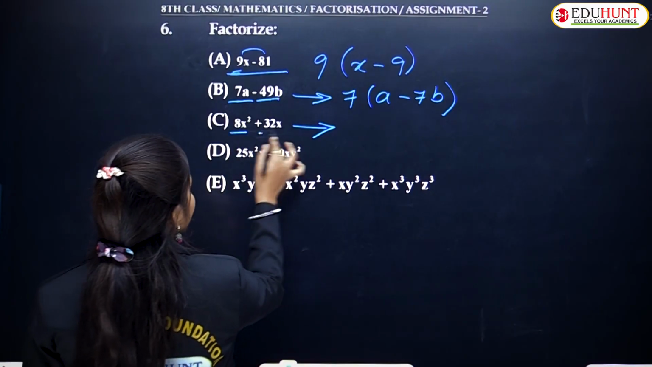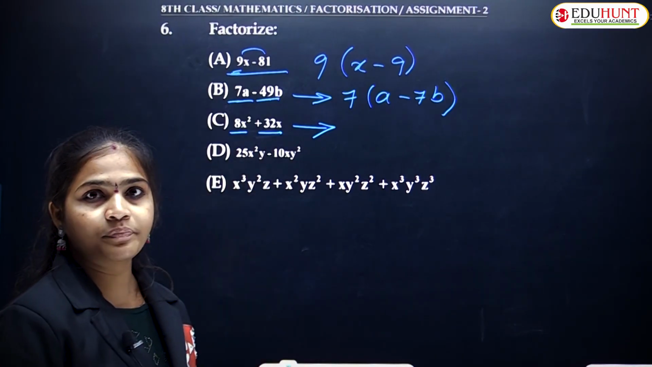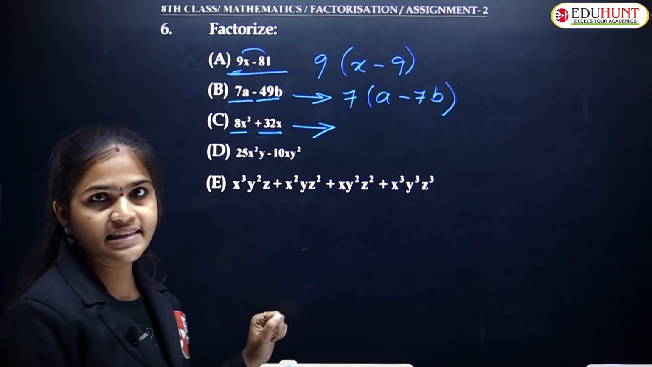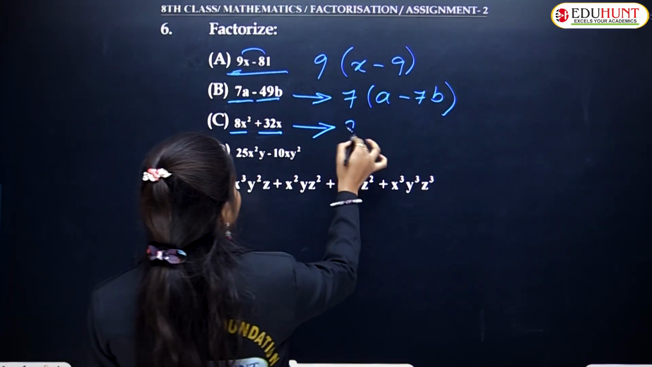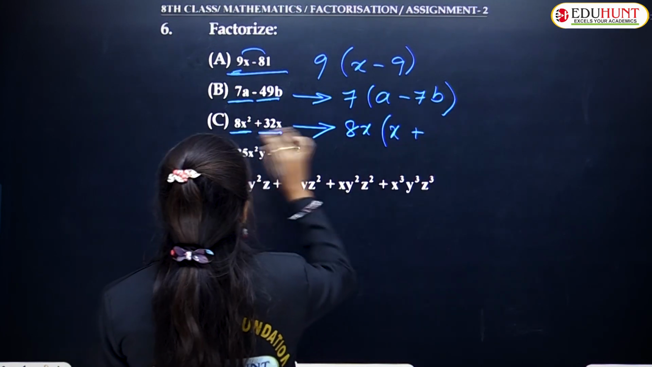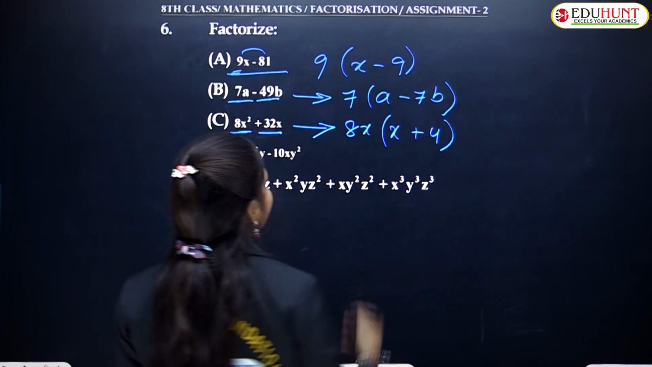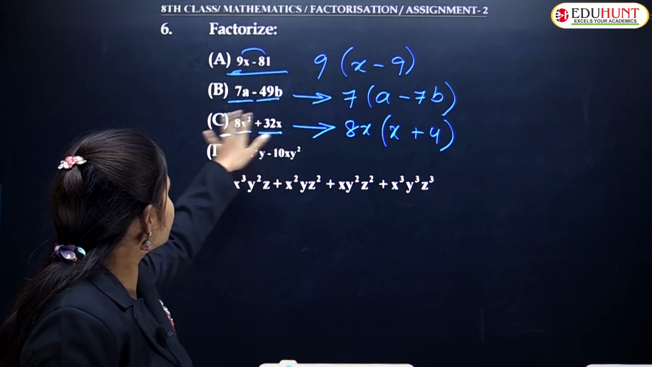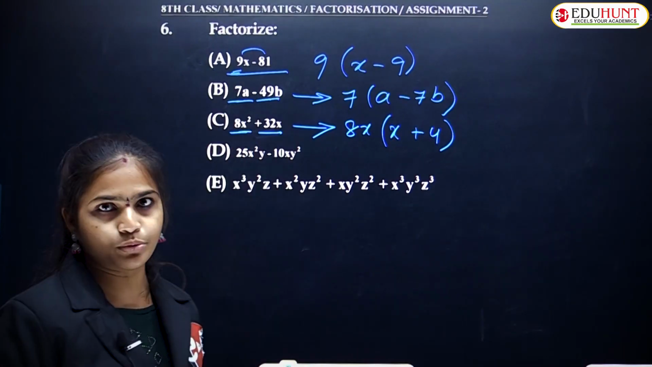Next, come to this one. Here 8x square plus 32x. Which is in common? 32 is a multiple of 8, we know that, and x is there; here also x square is there. So we can take 8x as common. Still x is left over, plus 8 4s are 32, so 32x. Understand? So that is the factorization of 8x square plus 32x.